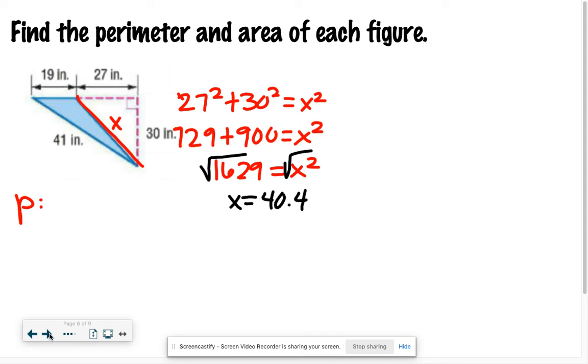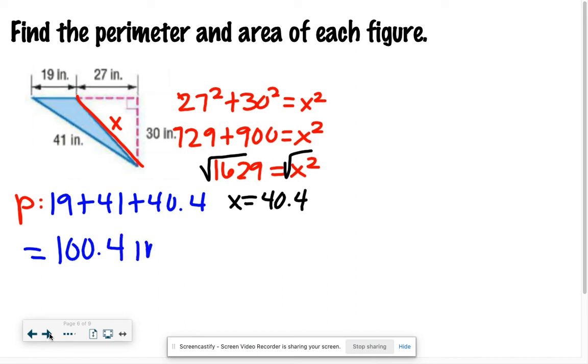So now we can easily find our perimeter. 19 plus 41 plus 40.4 for an ending total of 100.4. And what is our unit? Inches.